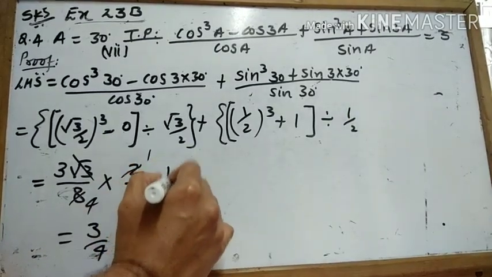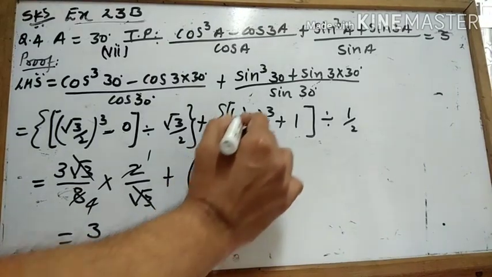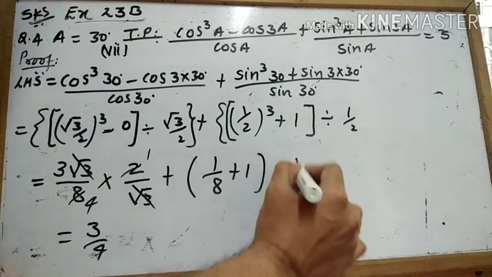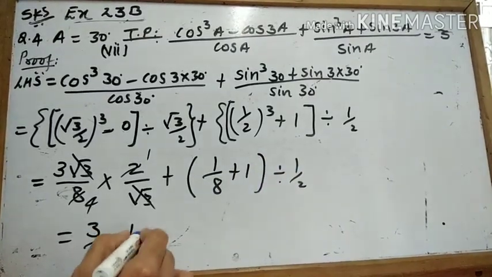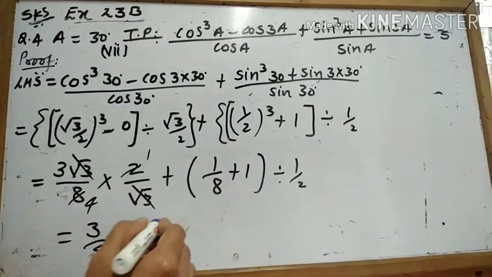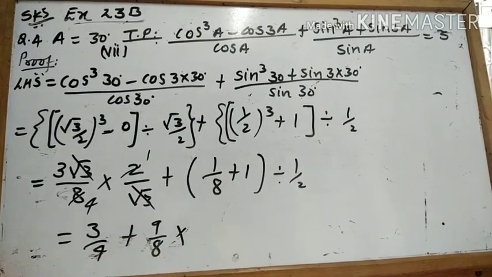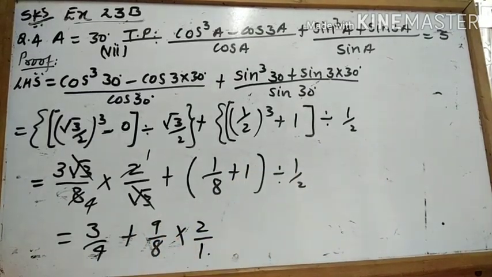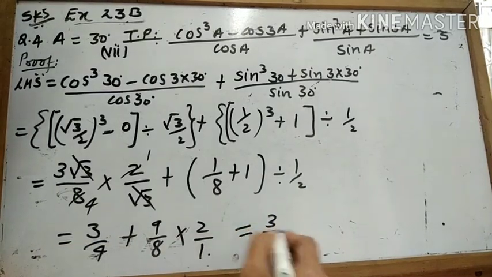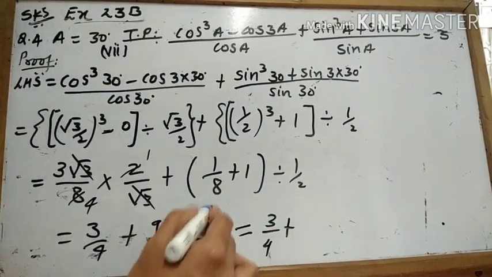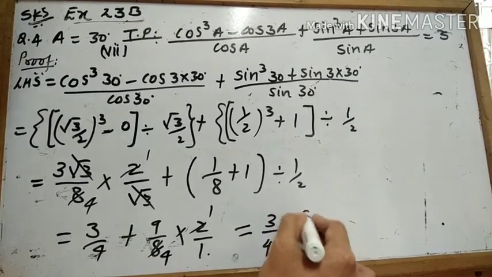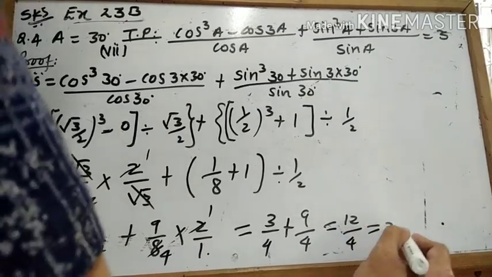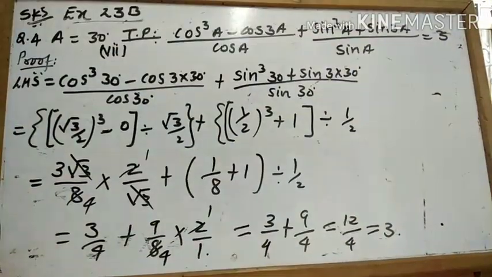Now here is a little trickier calculation for you. This is 1 upon 8 plus 1, divided by 1 upon 2. 8 ones are 8 plus 1, 9 upon 8, multiplied by, this division I am making multiplication, so this will be 2 over 1. Then 3 over 4 as it is, plus 2 ones are 2, 4s are 4, so this becomes 9 over 4 plus 3 over 4, which is equal to 12 over 4, which is equal to 3. If you look at your right hand side, it is already 3.